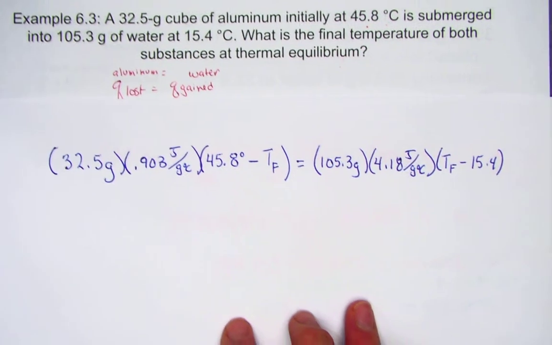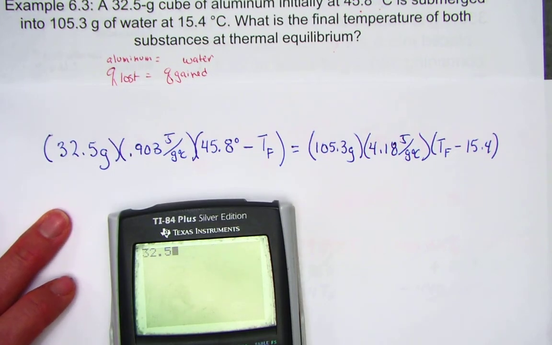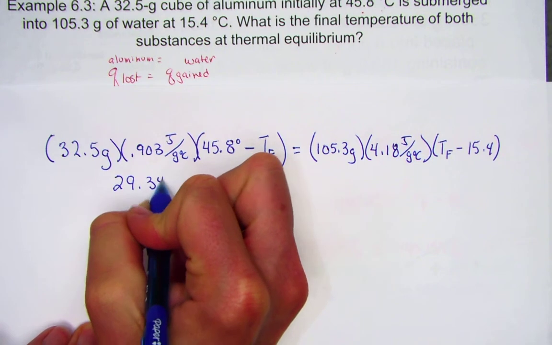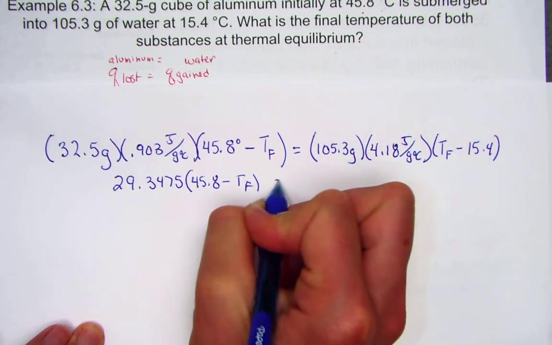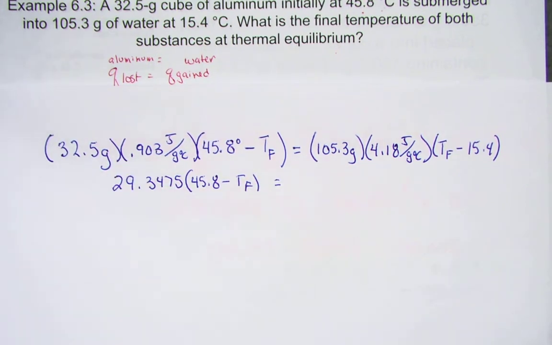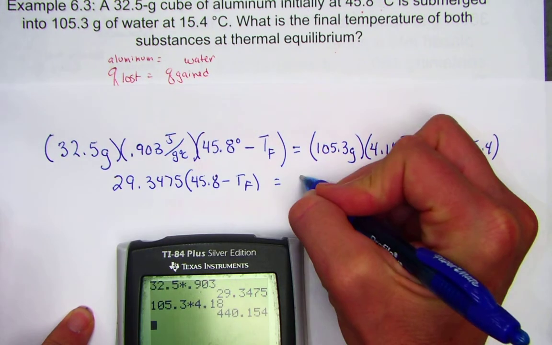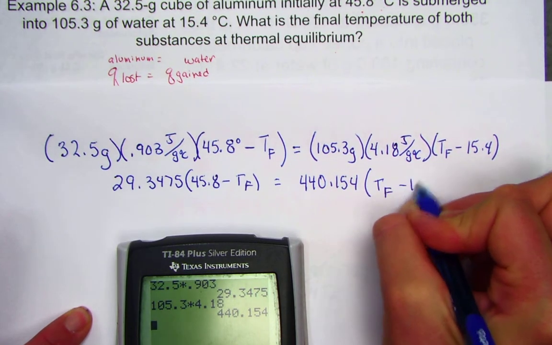Let's begin some algebra to simplify our left side and the right side. 32.5 times 0.903 is 29.3475. And I still have the delta T there, so I'll just represent that with a parenthesis. So all I've done so far is simplified the first two parentheses. 105.3 times 4.18 is 440.154. And I'll still show the parenthesis, TF minus 15.4.